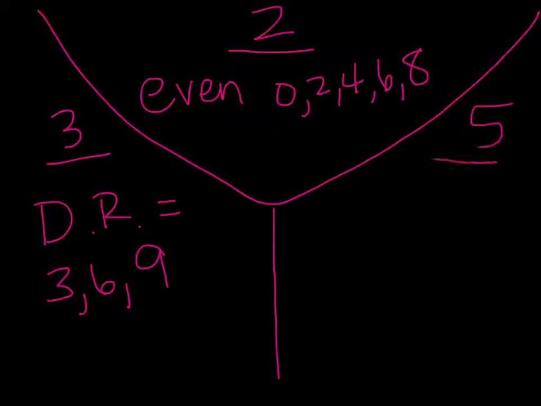Our third number is 5. Any number that ends with a 0 or a 5 is divisible by 5. Next, we have the number 6. Any number that is divisible by both 2 and 3 is divisible by 6.